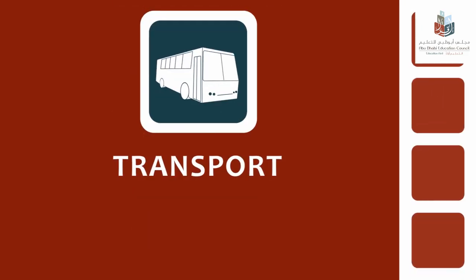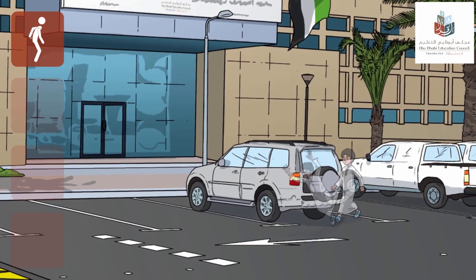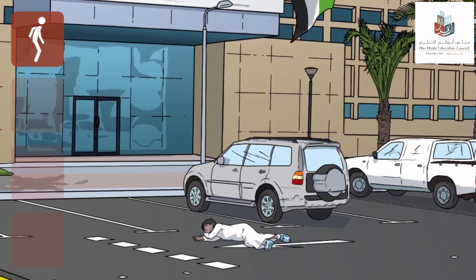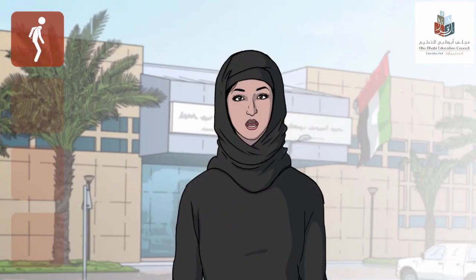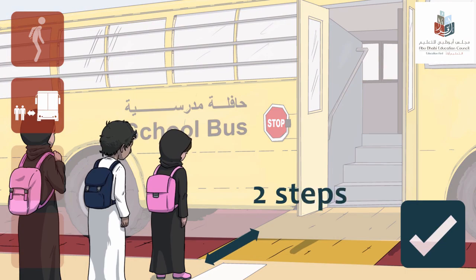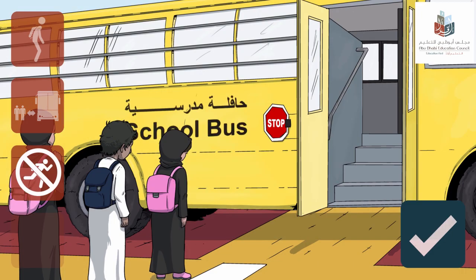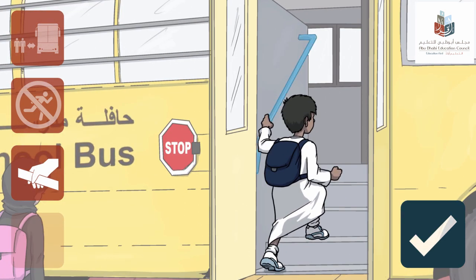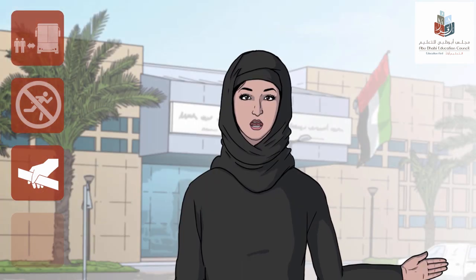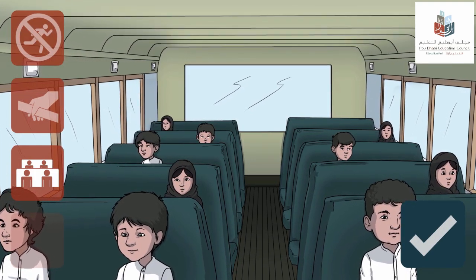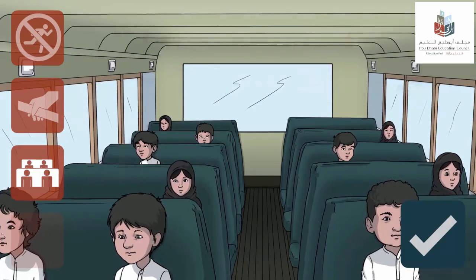Transport. Injuries and accidents can occur from being knocked over in the school parking areas or from collisions between buses. When waiting for the bus, students must follow the safe traffic procedures. Stand at least 2 steps away from the road. Do not run around. Board and exit the bus one at a time and use the handrail. When inside the bus, students should stay seated, face forward, and obey any instructions from the bus driver.